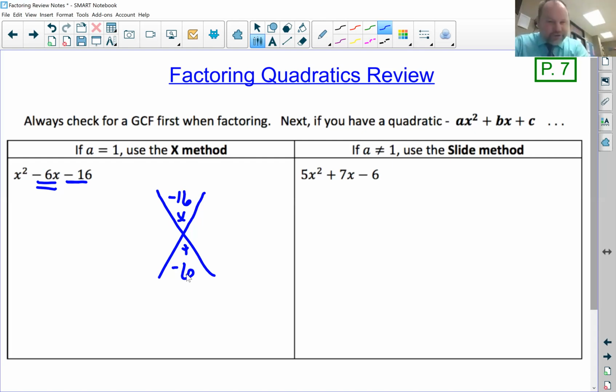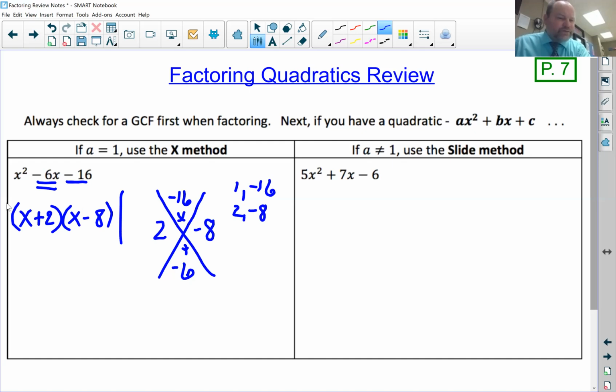If we don't know where to start, 1 and the number is a good place to begin. And then add those together, they don't add to negative 6. And then try 2. 2 and negative 8. Well, 2 plus negative 8 is negative 6. So that is the factor pair that we would use. And our answer is x plus 2, x minus 8.